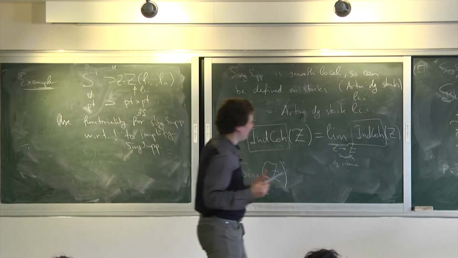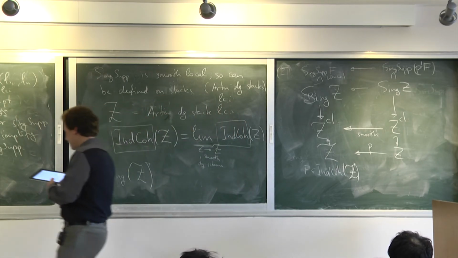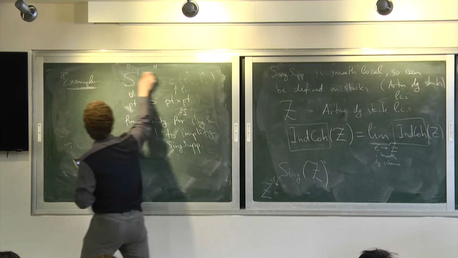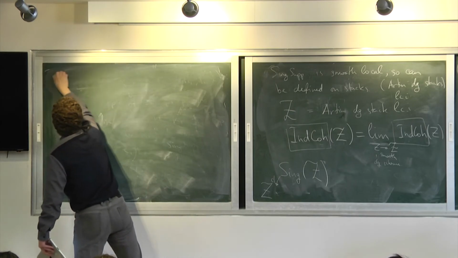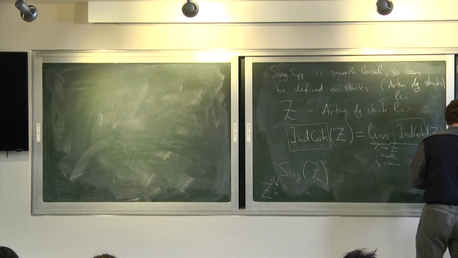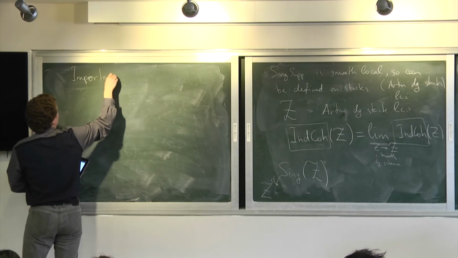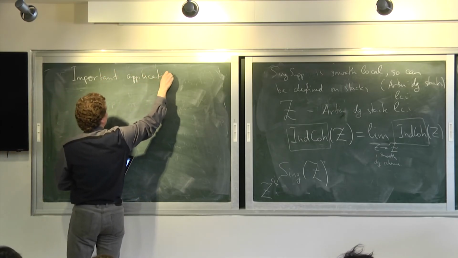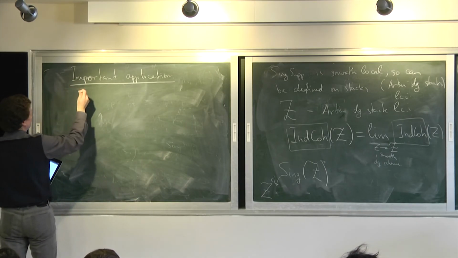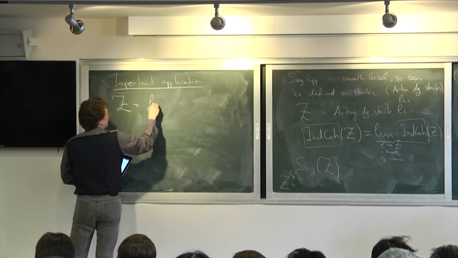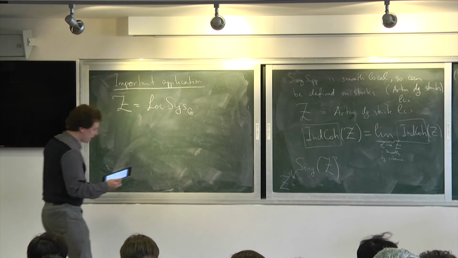Okay, so this is all general statements. Now, the most important application, and for us maybe the most important application, is in the categorical Langlands conjecture, where the stack Z is the stack of local systems. This is the stack discussed in the tutorial yesterday.